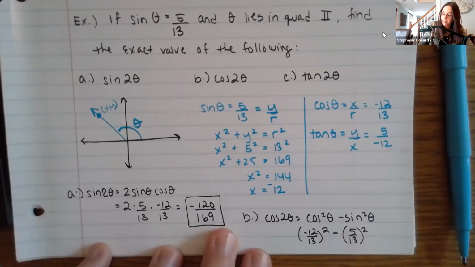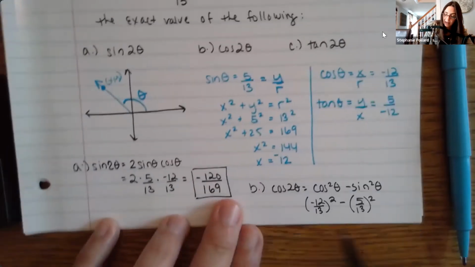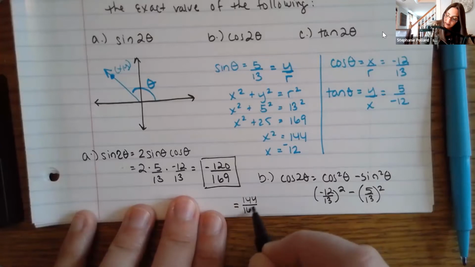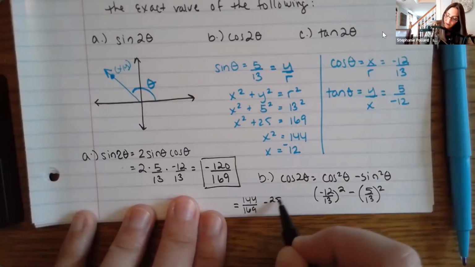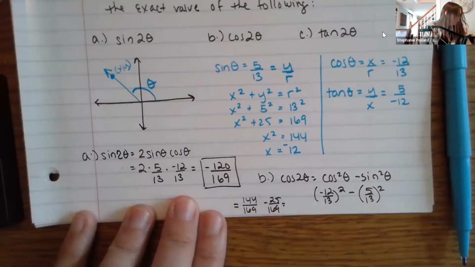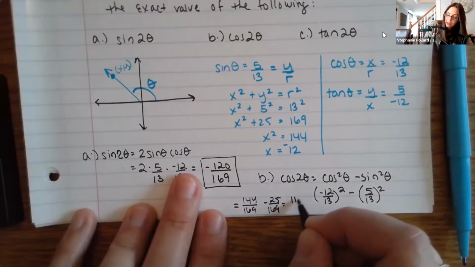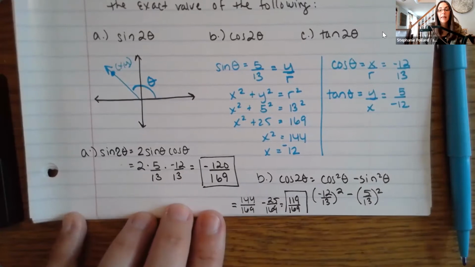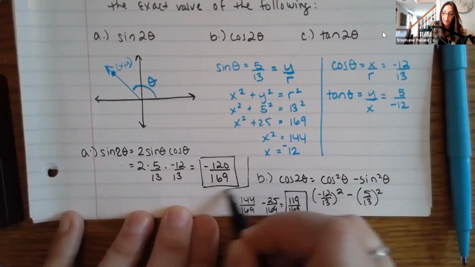So when I go ahead and multiply these out, I have 144 over 169 minus 25 over 169, which gives me 119 over 169. So that is my final answer for part E.